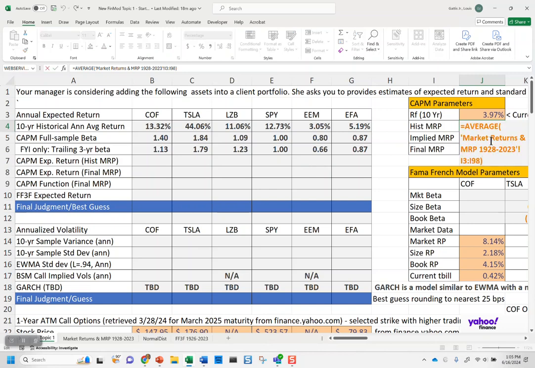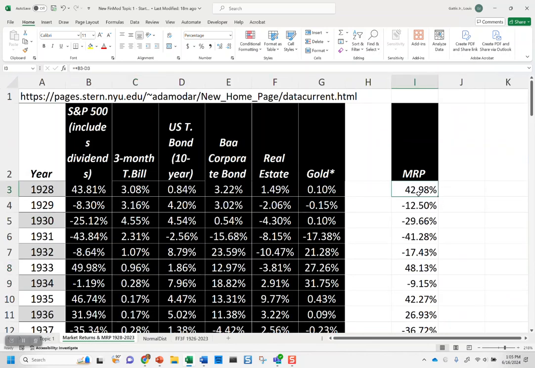So where did I get this? Notice that this is a formula that goes to this tab, Market Returns, 1928 to 2023. So if you click on this Market Returns, I have data from 1928 to 2023. Here's the return on the S&P 500, including dividends, so it's total return. And here's the 10-year treasury. So in 1928, the market was up 43%, and 10-year treasuries were at 0.84. So if I take the difference, the stock market outperformed treasuries by 42%. So that is the risk premium for that year.